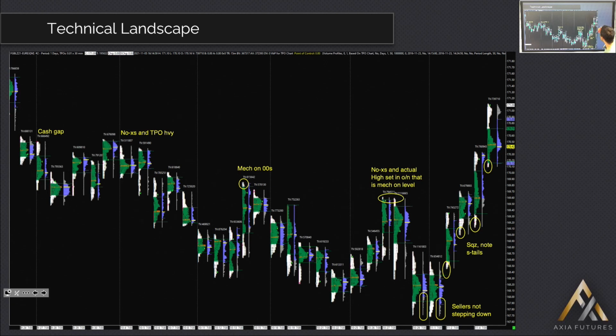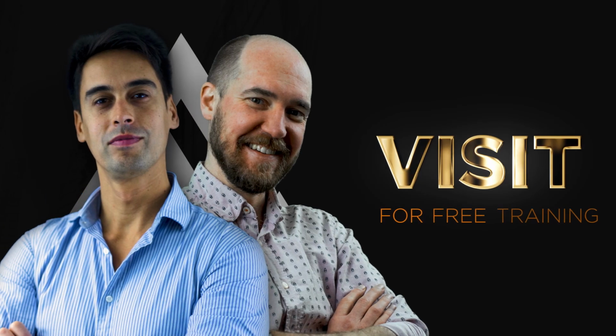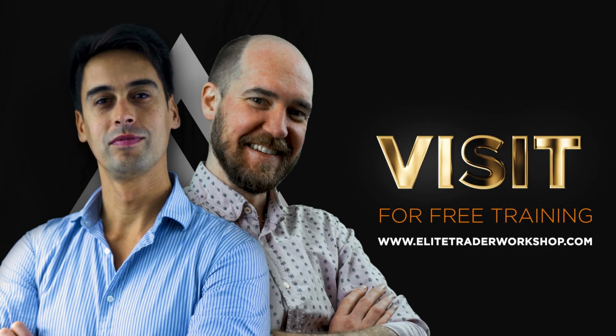They're all quite elongated, with values moving higher. You can't really see that here, but here's value 1, value 2, value 3, overlapping and higher, and then note volume value at the highs, and then singles. Those singles are also respected on Friday's profile. There's quite a lot in there, but if we summarize all of that: the market's had a strong bid, has buying tails in profiles, value is shifting higher, stretched profile shape, and bullish after central banks.